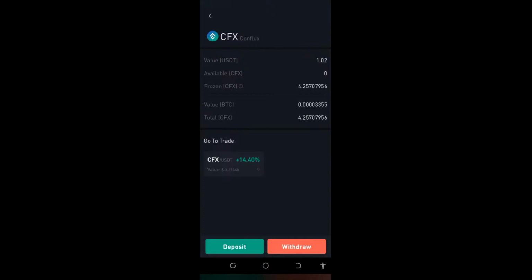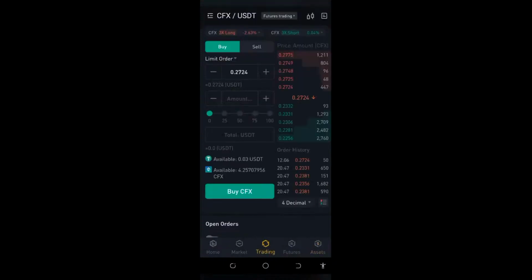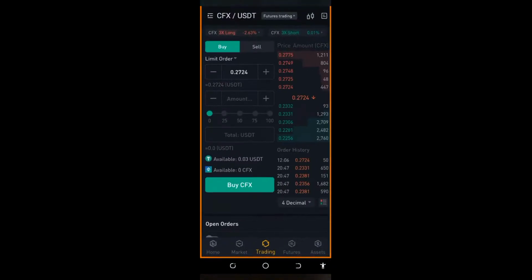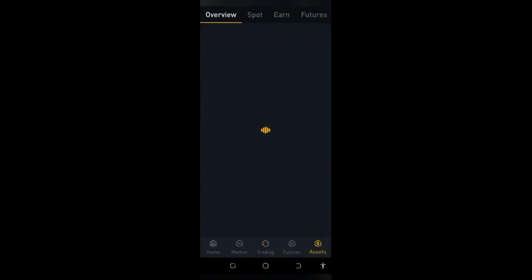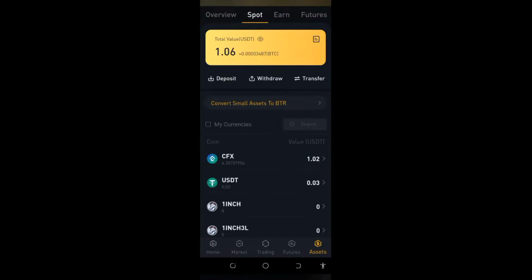Okay, so has it not gone? I don't know. Let me just refresh and get back. Okay. Oh, now it's gone. You can see it's now saying 0 CFX. So it's actually gone. So right now, why is it not? It's showing 0 there. Let's see.